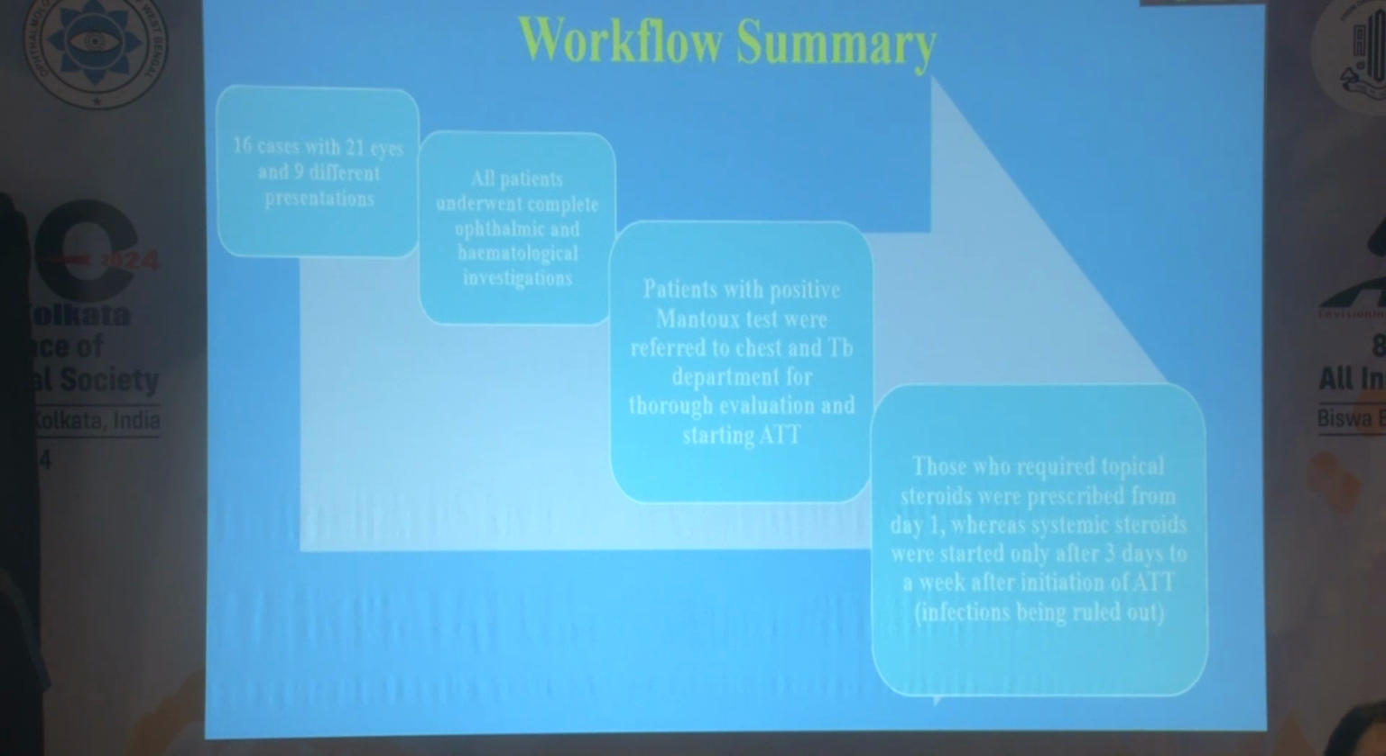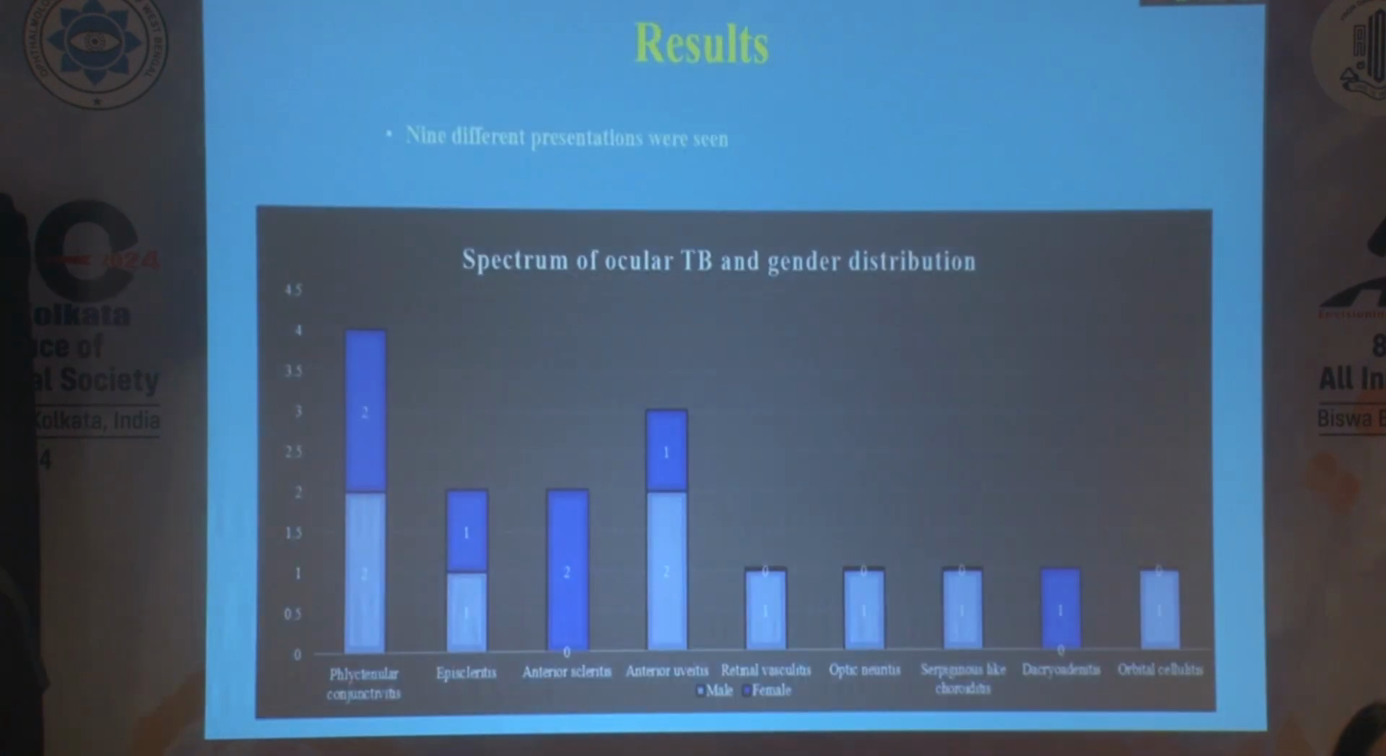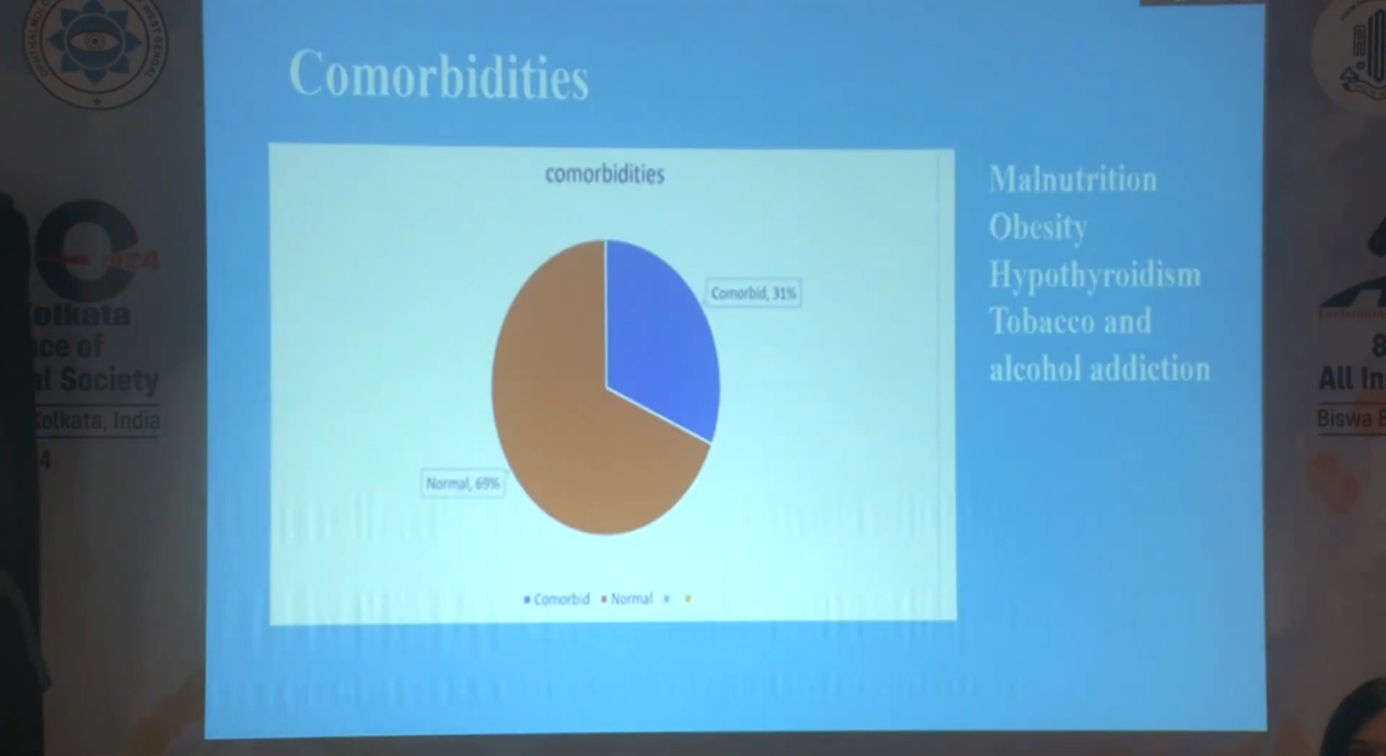So altogether 16 cases underwent complete ophthalmic and hematological investigations, and those with positive Mantoux were referred to the TB and chest department for early start of ATT. So there were 9 different presentations. Maximum were of phlyctenular conjunctivitis, that is 4 patients, 2 each of episcleritis and anterior scleritis, 3 cases of anterior uveitis, and 1 each of retinal vasculitis, optic neuritis, serpiginous-like choroiditis, dacryoadenitis, and orbital cellulitis.